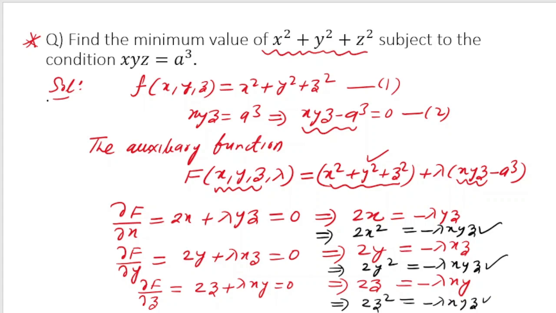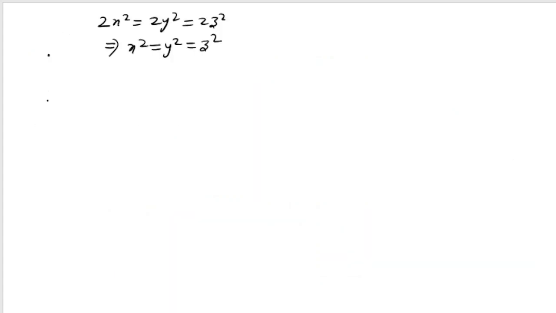But basically I want to get the stationary point, right? We want to get the point at which the function may attain its extremum value. To solve it further, we are going to use the constraint that we have. The constraint is xyz is equal to a cube. So if you look at this equation and this equation, and we use both of them, we obtain.